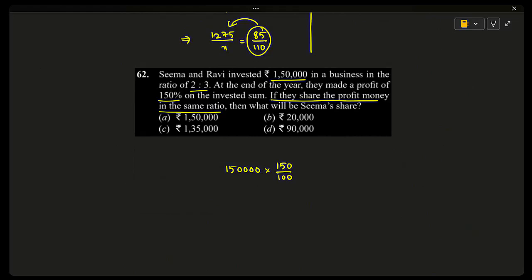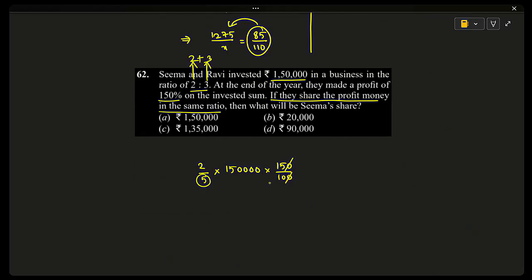In that, Seema and Ravi, Seema is having 2 parts, Ravi is having 3 parts. So Seema's share we want. Share formula I told you. So selected parts, 2 parts out of total parts is 5, into total value. So how did I get 5 here? 2 parts plus 3 parts is going to be the total parts 5. So 2 out of 5 in this. So simplify this to get the answer.